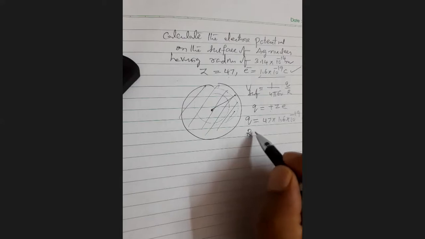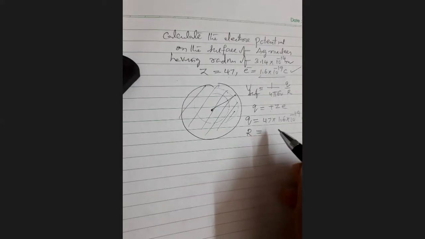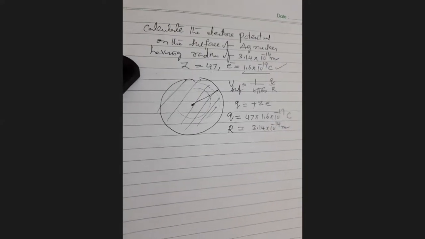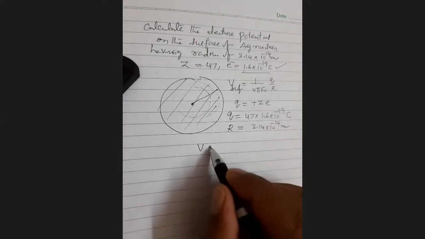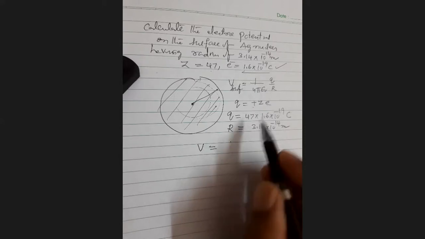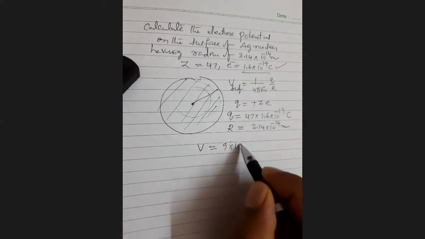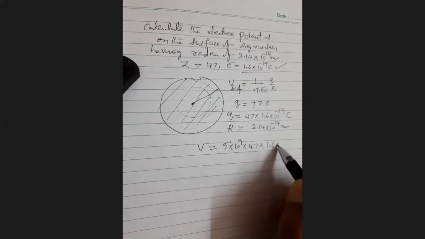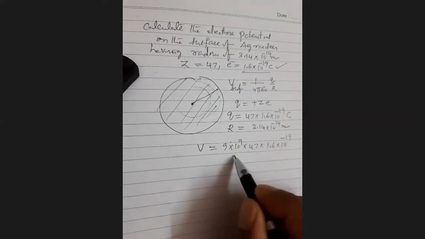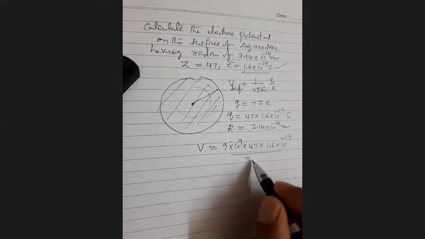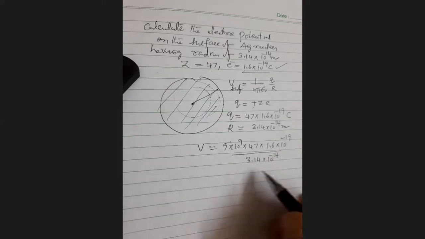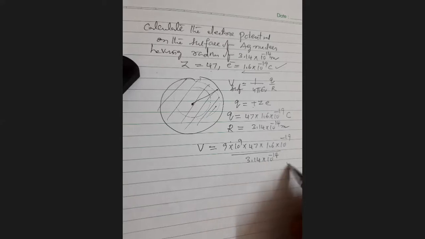The radius of the nucleus is 3.14 × 10^-14 meter, given. Substituting these values, we write V on the surface equals 1 by 4 pi epsilon naught, value 9 × 10^9, times the charge 47 × 1.6 × 10^-19, divided by 3.14 × 10^-14. So you do the simplification, and we'll get the answer.